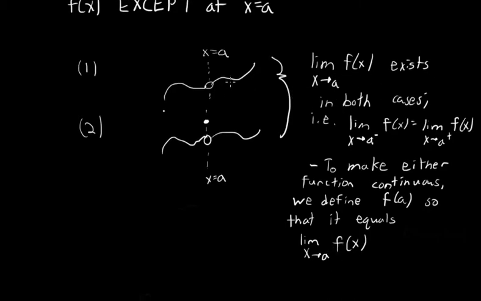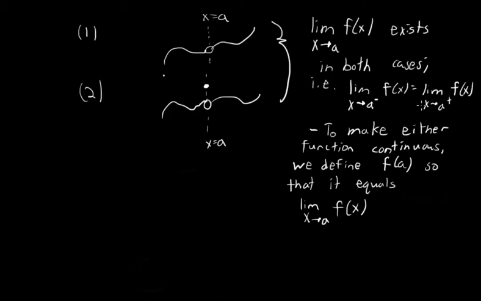But really, as long as this limit as x approaches a exists for the function, we know we're dealing with a removable discontinuity, because all we have to do is define the function at that point so that it's equal to that limit. Or in this case, redefine the function value so that it's equal to the limit. And if the limit as x approaches a of f of x does not exist, then we know we're dealing with a non-removable discontinuity at x equals a.